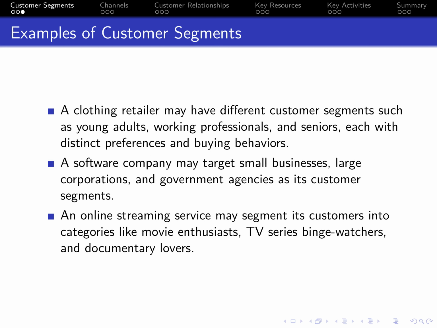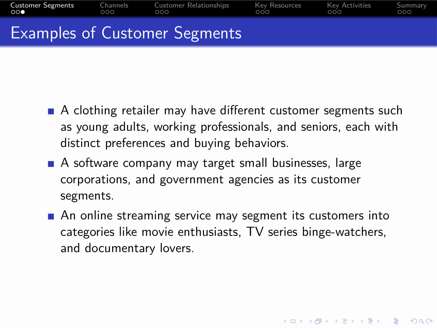In this slide, we delve into specific examples of customer segments in various industries. For instance, a clothing retailer may cater to young adults, working professionals, and seniors, each with unique preferences and buying behaviors. By understanding these segments, the retailer can tailor its marketing strategies and product offerings accordingly. Similarly, a software company may target small businesses, large corporations, and government agencies, each with distinct needs for software solutions. By catering to these specific segments, the company can expand its market share and revenue.